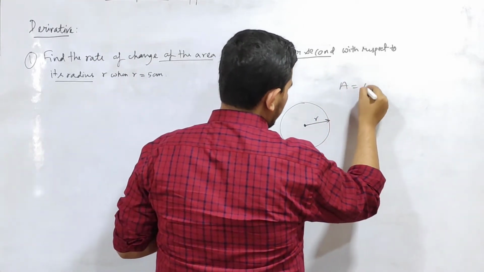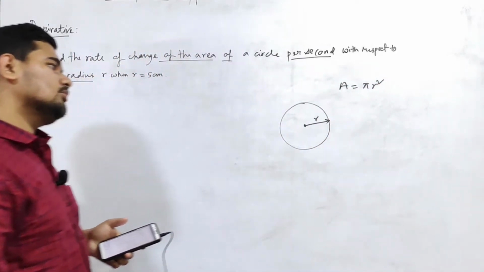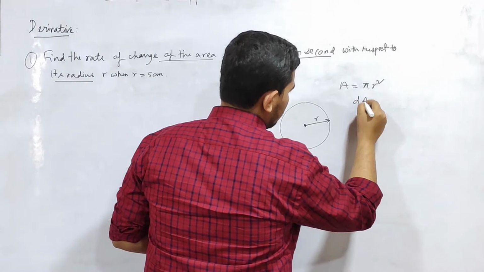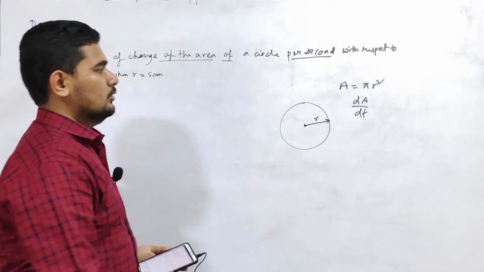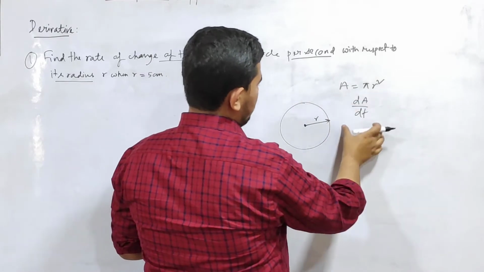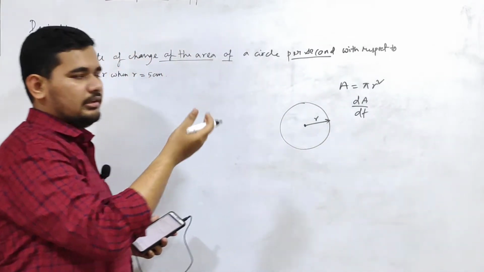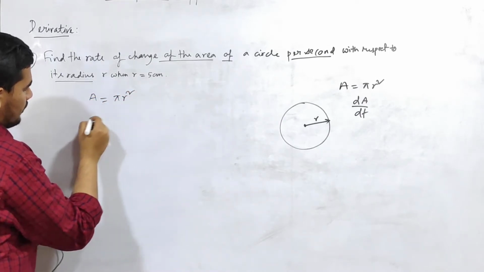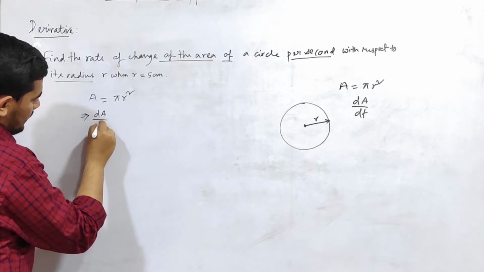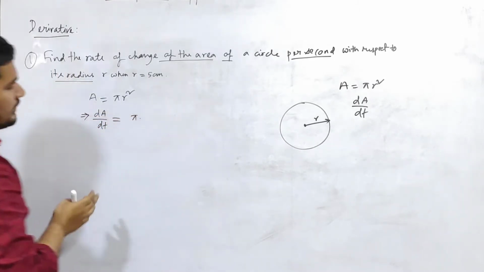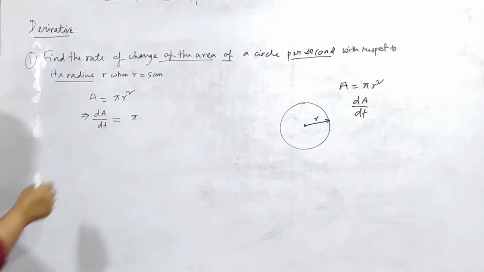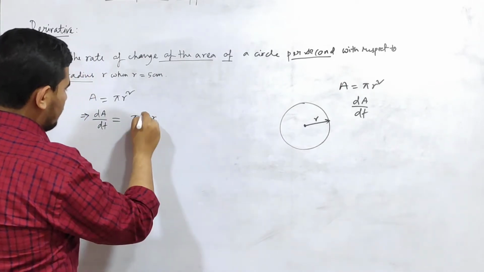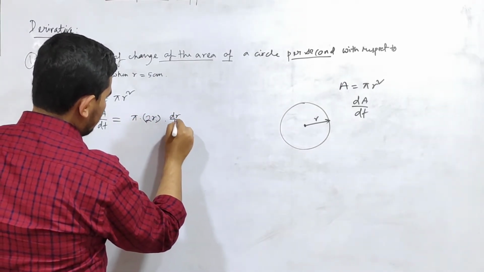So area of a circle is given by pi r square. To determine the rate of change of area, what we need to find is dA by dt. When we determine the derivative of area with respect to time, we will get the rate of change of area. So area is pi r square. So dA by dt is pi, and pi is a constant, so it will come out of the derivative. Then we are going to differentiate r square, which gives 2r. Then we will write dr by dt.